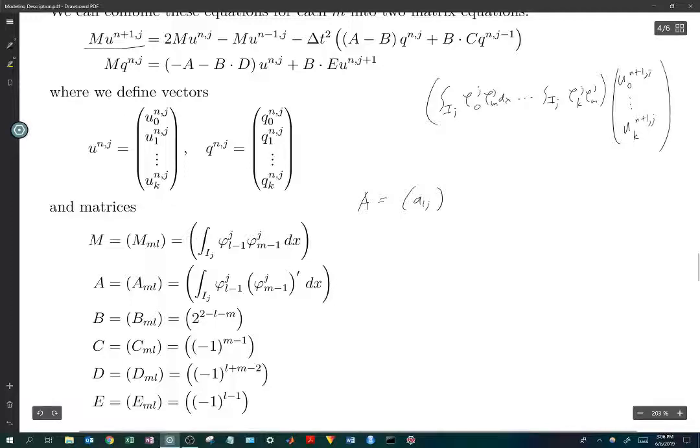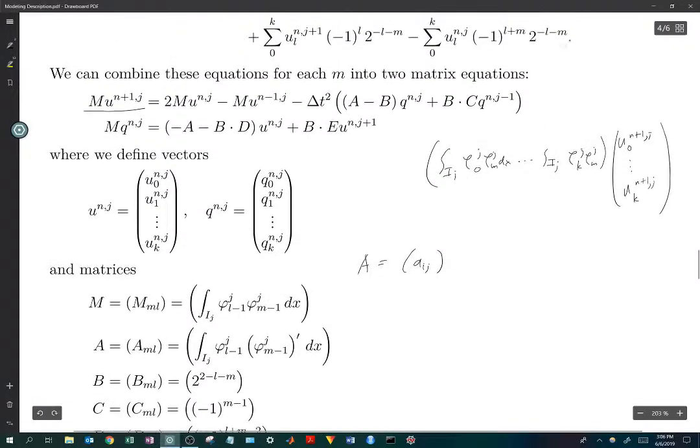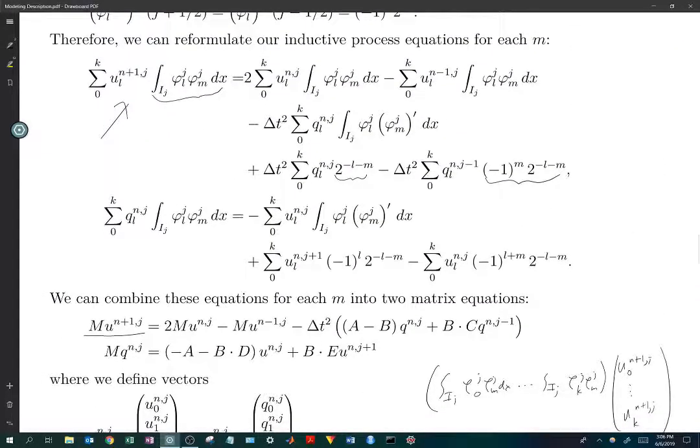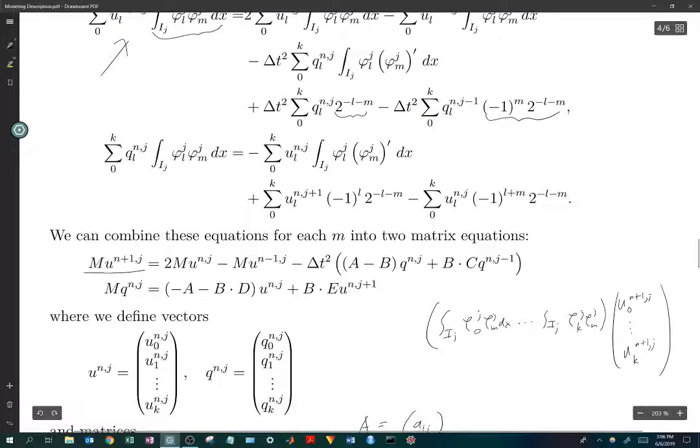And instead of 2 to the minus l minus m, you get 2 to the 2 minus l minus m, because you have minus l minus 1 minus m minus 1. So you end up with minus l minus m minus negative 1 minus negative 1, and so that's just plus 2, so you have 2 minus l minus m. Okay, and you can check through that these all work, but we have this matrix equation for each particular ij.